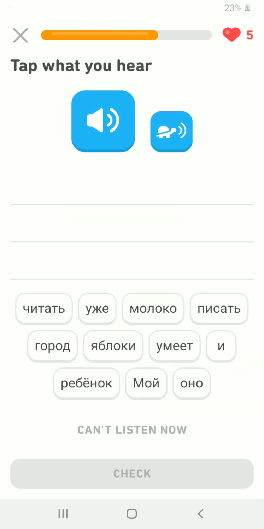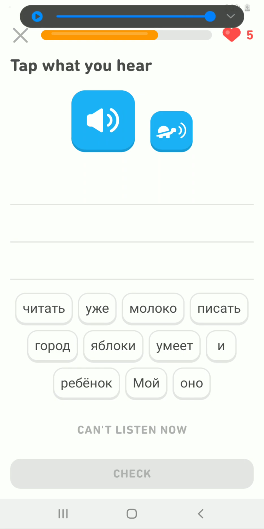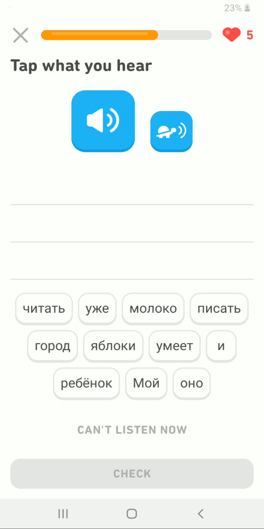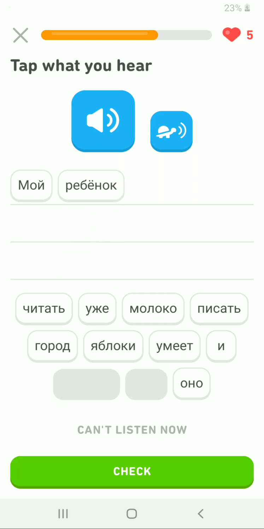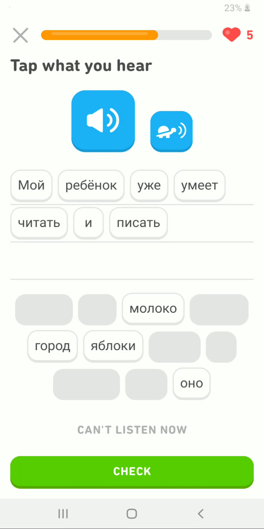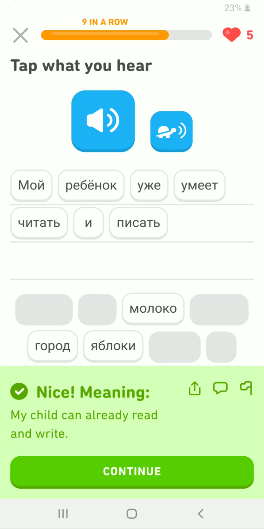Мой ребенок уже умеет читать и писать. Let's see what's going on here. Мой ребенок уже умеет читать и писать. Okay, so my child already can, no, how do you say it? I can already do this, so my child can already read and write. My child can already read and write, okay?